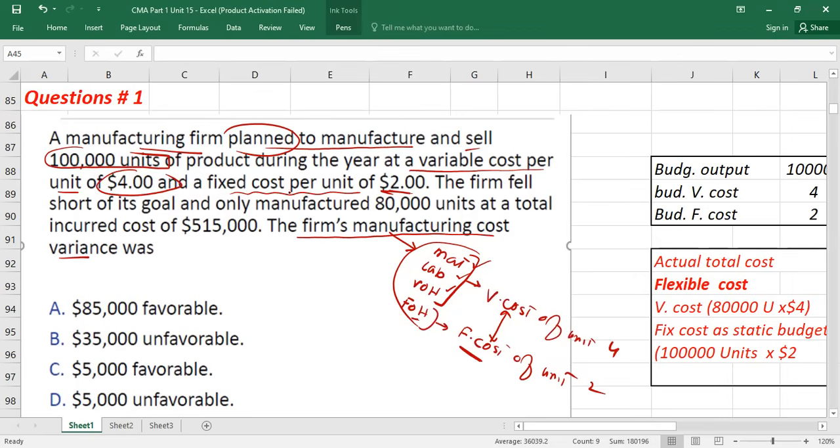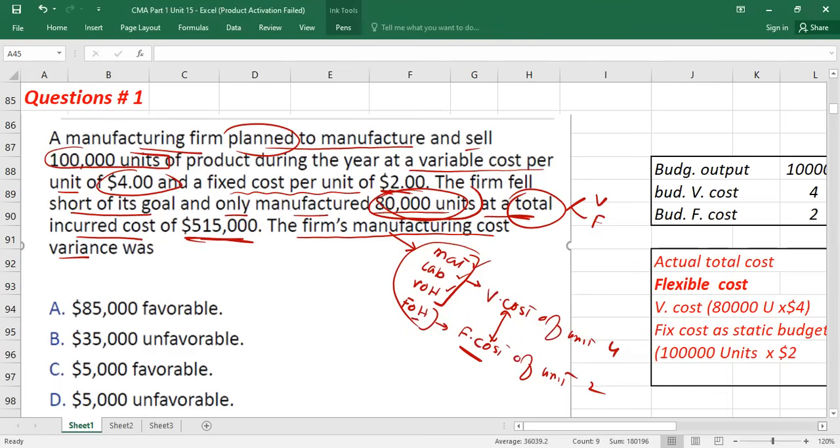Then the firm fell short of its goal and only manufactured 80,000 units. So this is the actual output. They could not produce 100,000 units. They were able to produce only 80,000 units at a total incurred cost. Total cost means it includes variable also, fixed also. How much? 515,000. So this is the actual cost. Actual activity level is 80,000. Actual cost is 515,000. So now we have to calculate manufacturing cost variance.